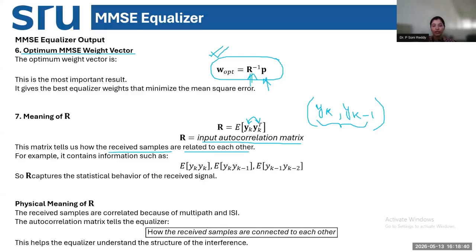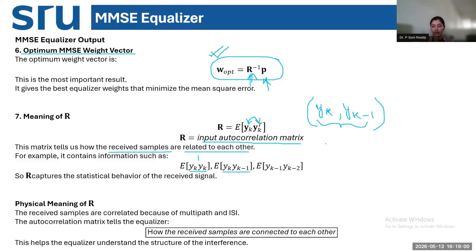So capital R is the autocorrelation function between the received signals. So yk will be related to yk, so this factor would be very, very high. Then the relationship of yk with yk minus 1, that means just one symbol before this actual transmitted symbol. What is the correlation between them?